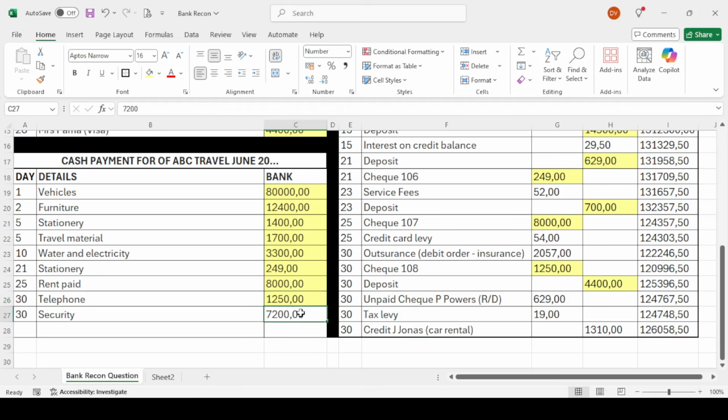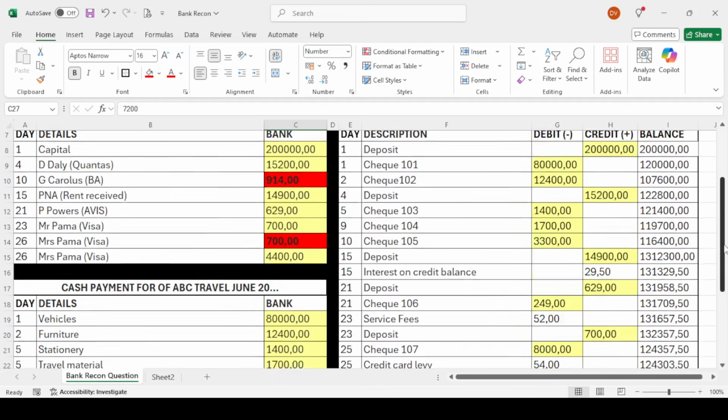The last one, 7,200 Rand, I also don't see it. So this one, we're making it bold. And I'm going to make mine red so that it stands out nicely. Okay. So the 7,200 was the only amount left out on your cash payment journal. You've now checked your whole cash payment journal and you've checked your cash receipt journal.